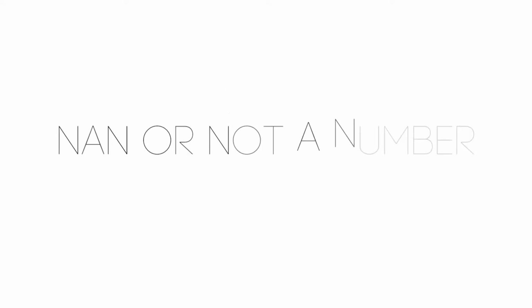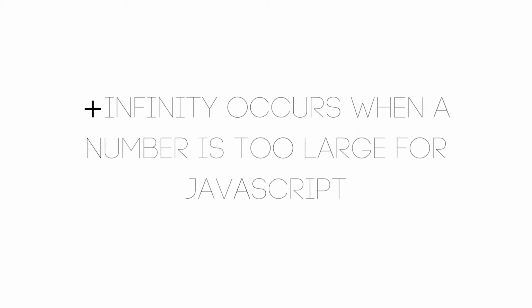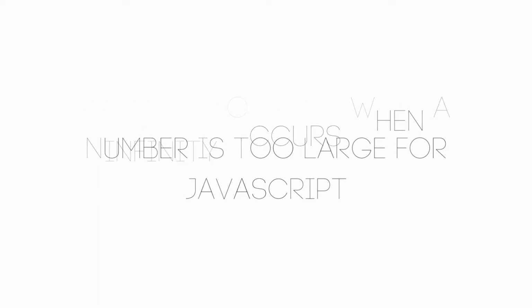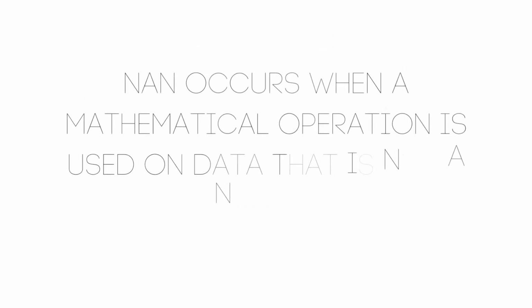JavaScript does have several special values for numbers that include positive infinity, negative infinity, positive and negative 0, and NaN, or not a number. Positive infinity occurs when a number is too large to be represented in JavaScript. The same is true for negative infinity. Not a number is used when a mathematical operation is performed on data like strings or undefined values. Okay, let's move on to Boolean data types.